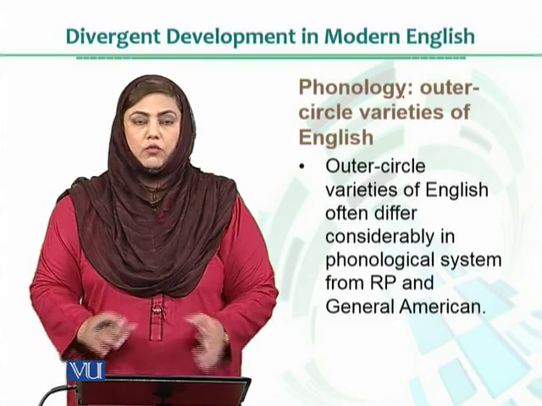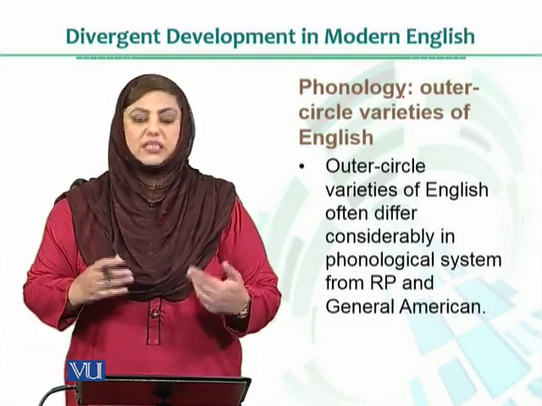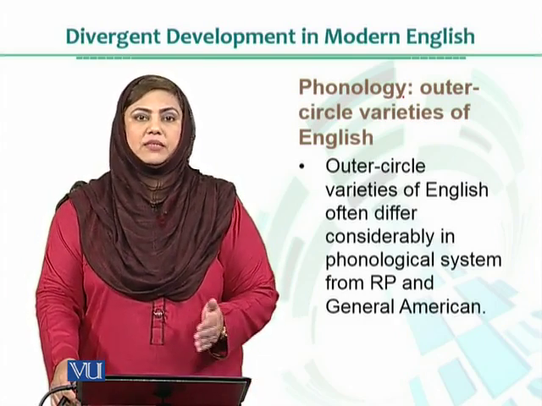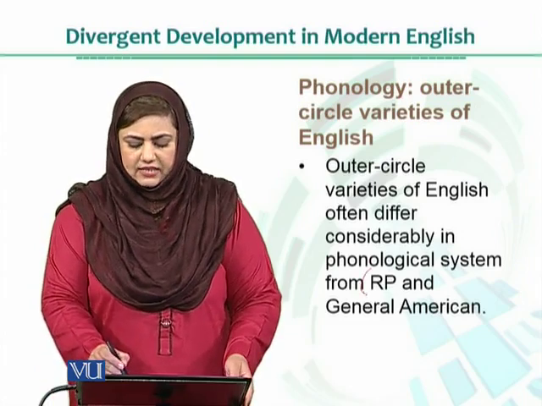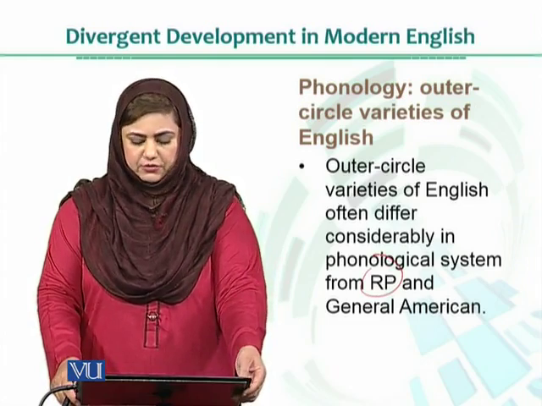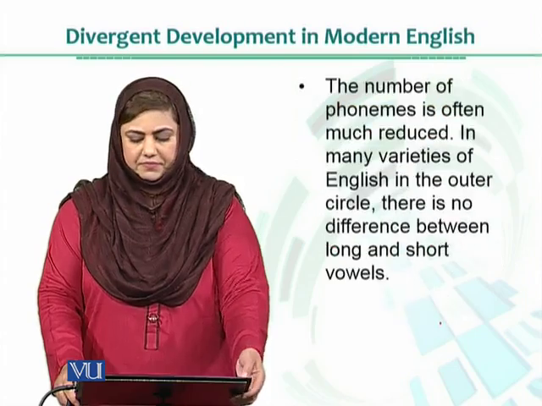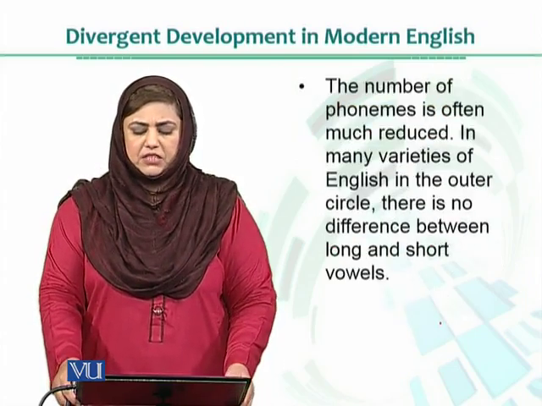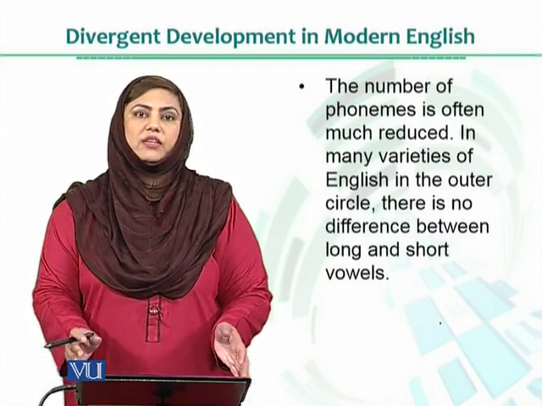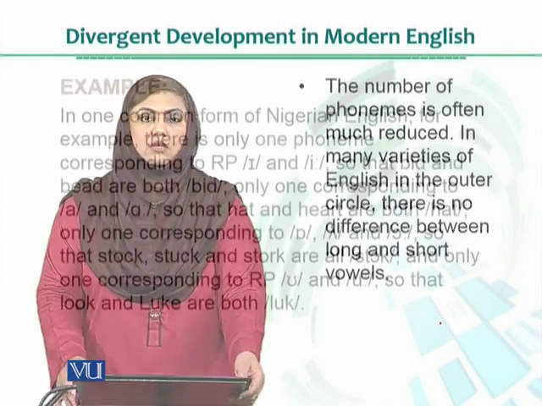So if we focus on what Kachru has called the outer circle of the varieties of English, where it is used as a foreign language, he says we would find varieties of pronunciations that are different from the standard RP variety, the standard British variety. And even they do not match the general American variety, by the way. The number of phonemes is much more reduced, and in many varieties of English in the outer circle, there is no difference between long and short vowels.